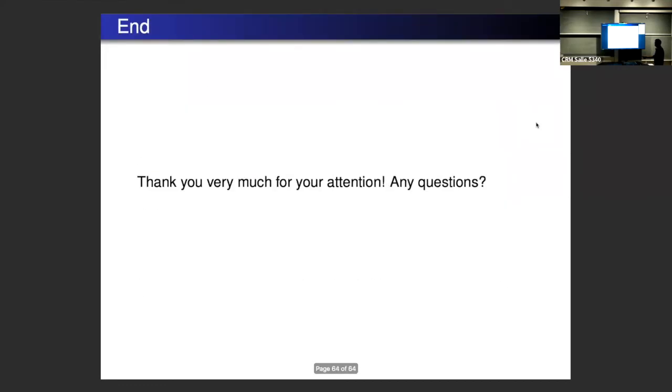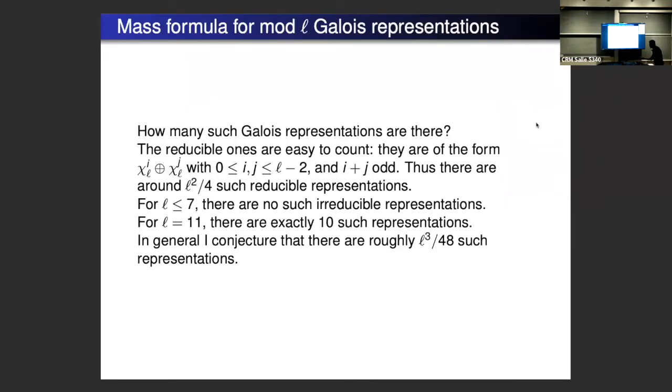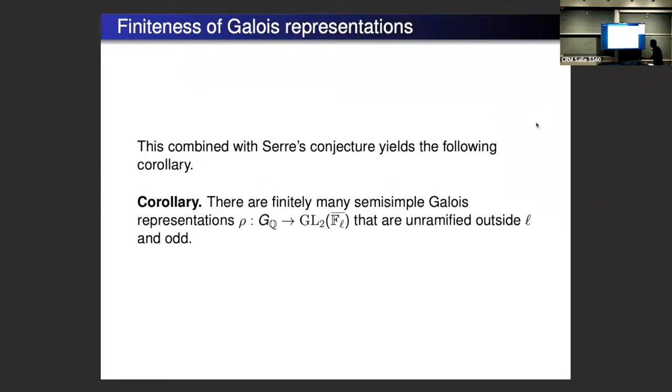Let me end with this question, because otherwise I've been talking about a historical thing, but let me end with something which is actually not known even now. So one can ask how many semi-simple Galois representations there are into GL_2(F_L bar) that are unramified outside L and odd. As a corollary of Serre's conjecture, you get that there are finitely many such representations. But the question is how many are there? At least some estimate or number.